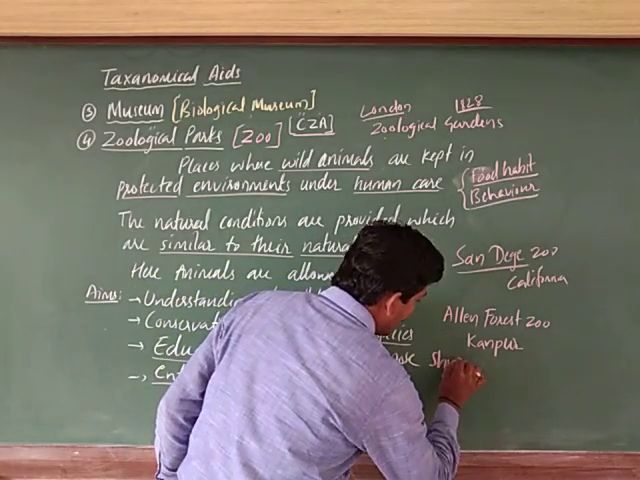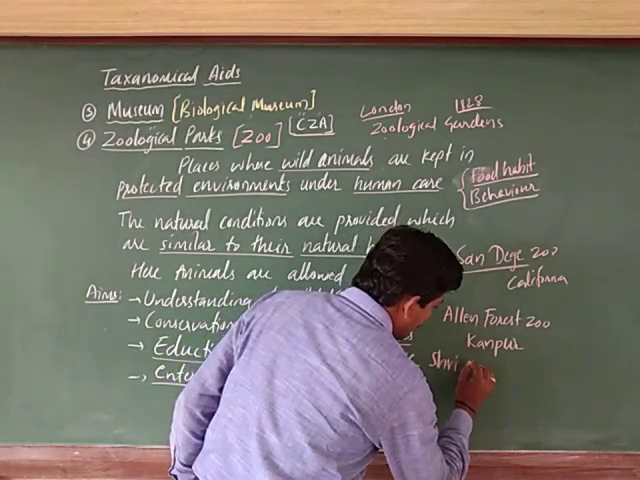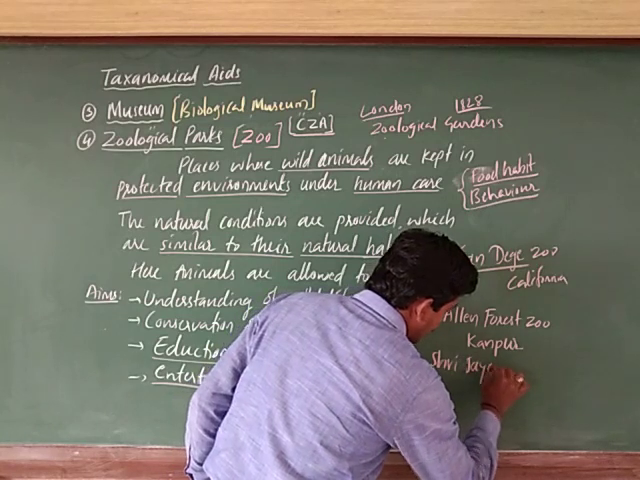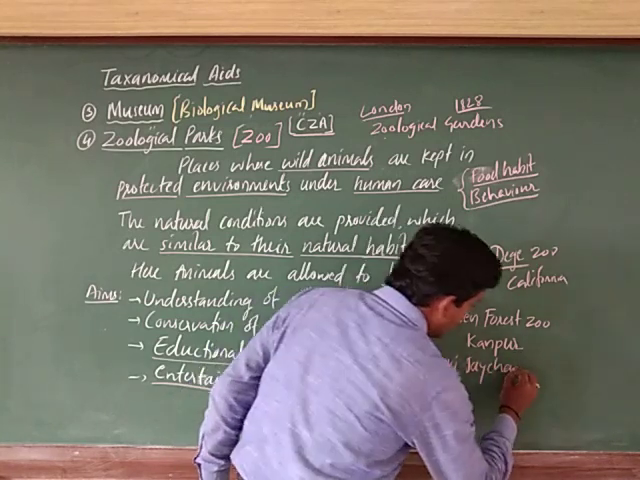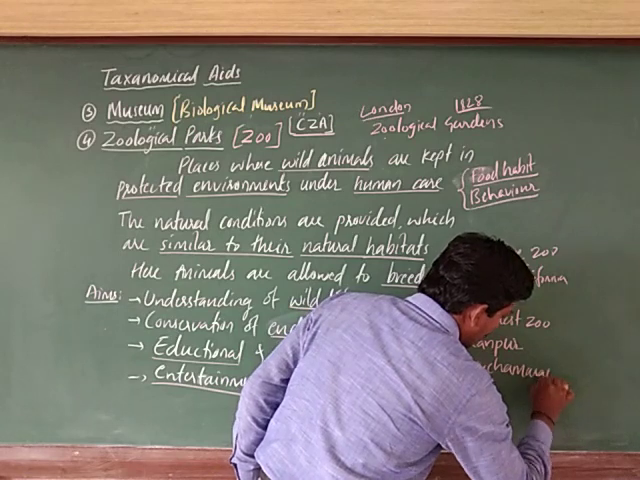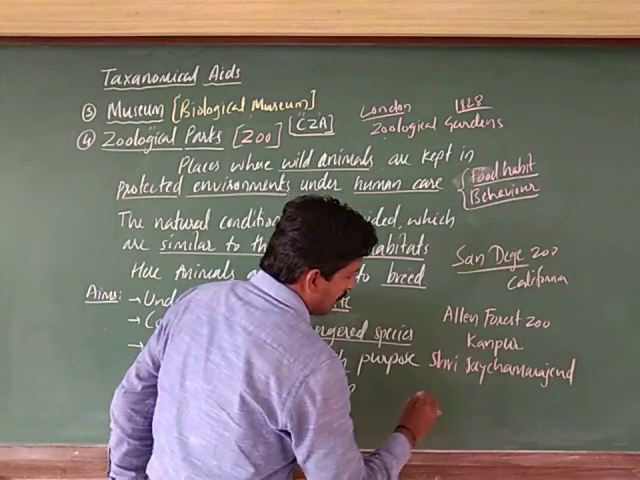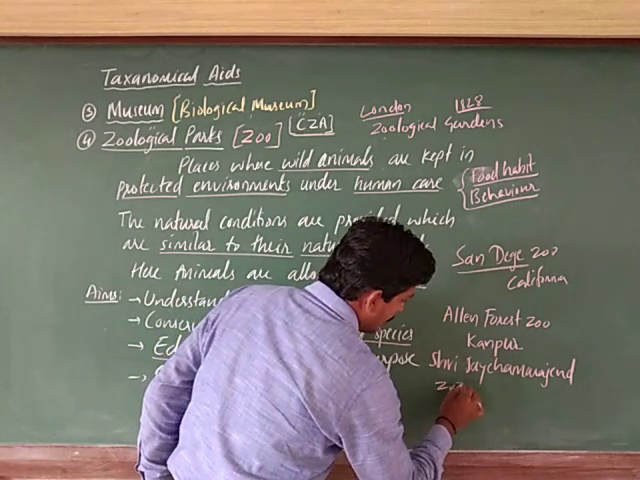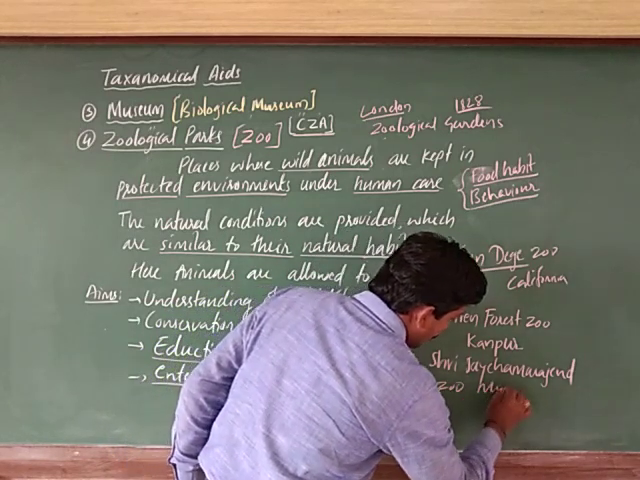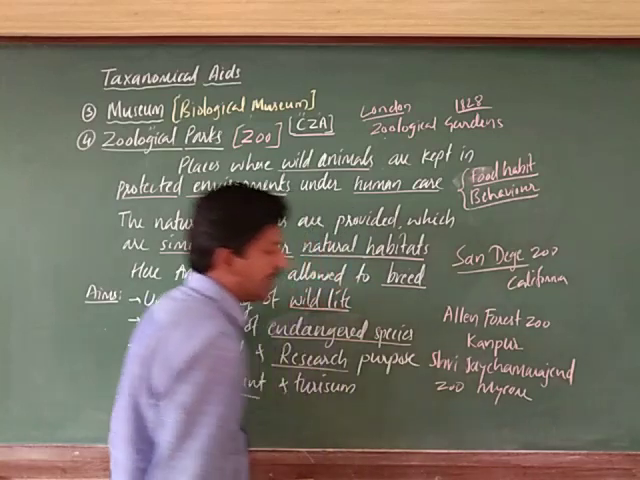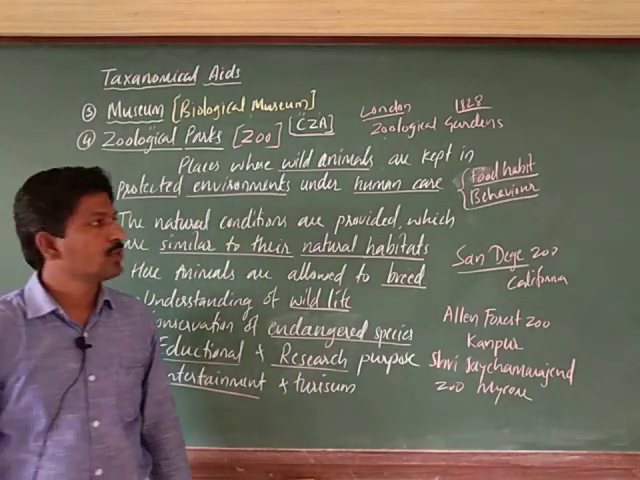Sri Jayachamarajendra Zoo, Mysore. It's commonly called Mysore Zoo. Okay, so these are the examples.